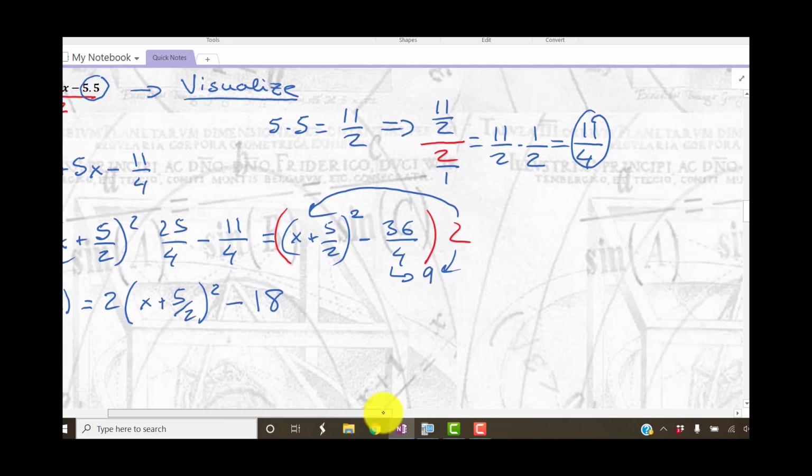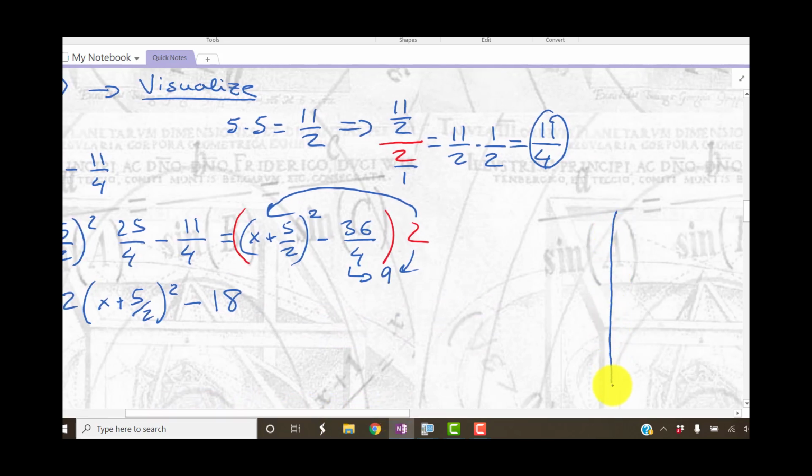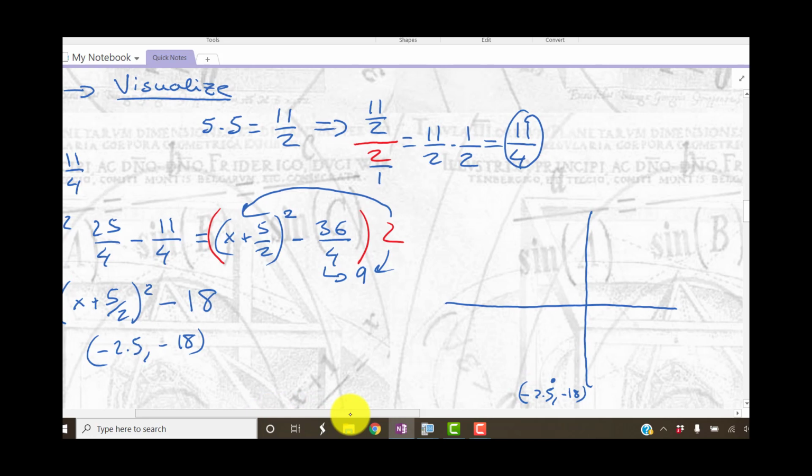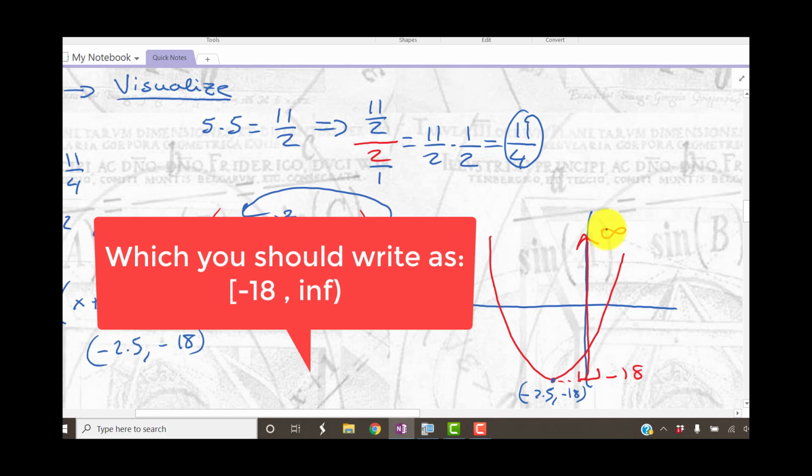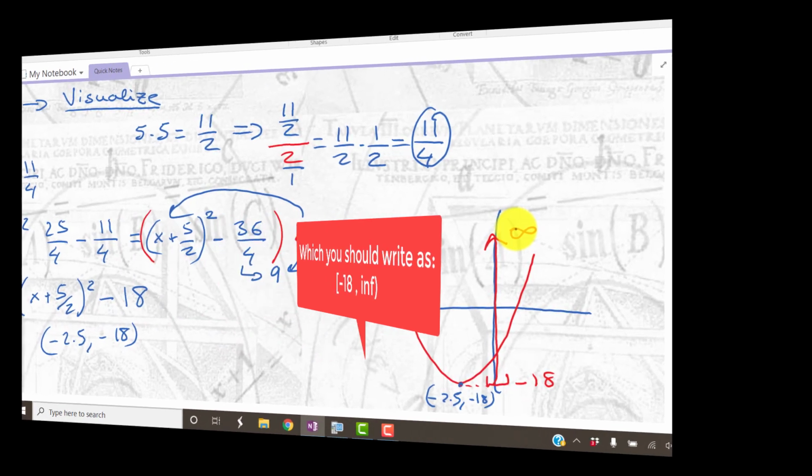So let's take a look at the graph of the parabola. My vertex is (-2.5, -18), so let's say it's right here, right? And the parabola is concave up. Okay, so look, the sketch will look like this. Therefore, the range of the parabola is from -18 up to infinity, right? We've done this work on range graphically in the previous unit. All right, let's go to the next example.